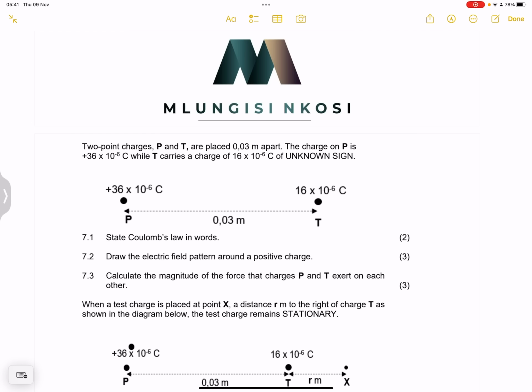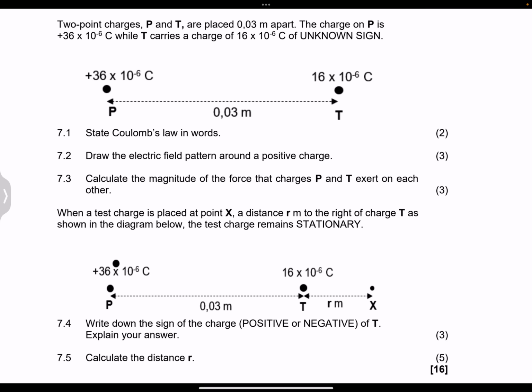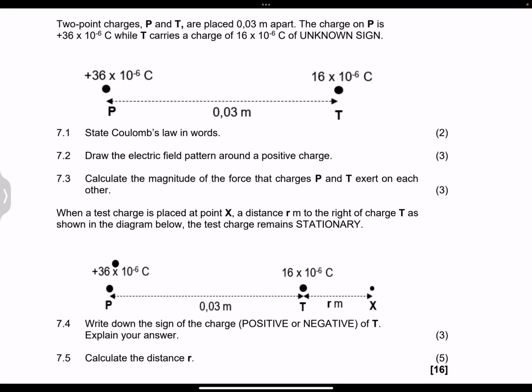All right, let's get right into it. We are given 2 point charges, P and T, that are placed 0.03 meters apart. The charge on P is positive 36 times 10 to the minus 6, whilst T carries a charge of 16 times 10 to the minus 6, of unknown sign.